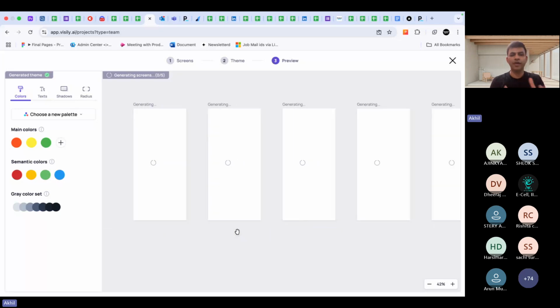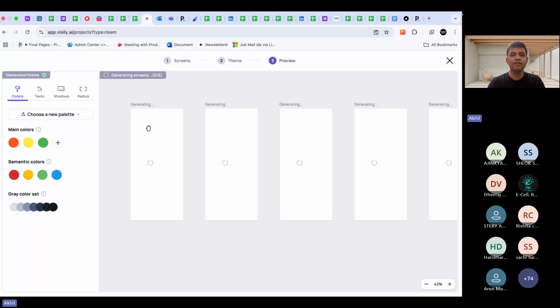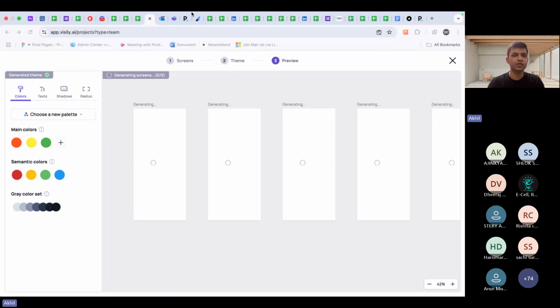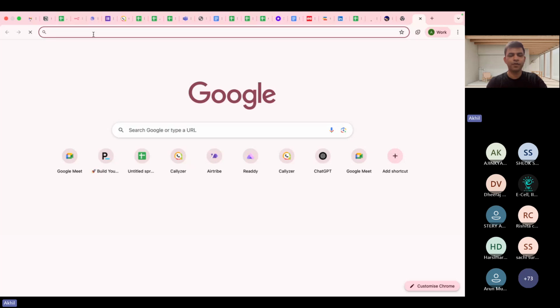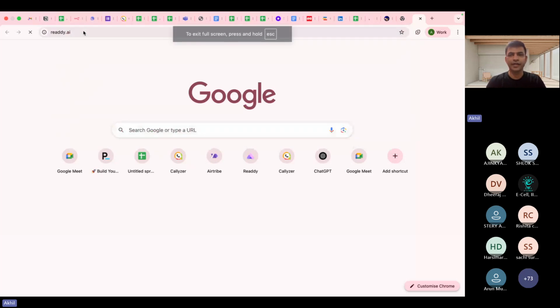See, in Figma, we had to create this screen, then create a component, and keep in mind what the design should be, right? AI would do the most part of it. There's another tool that we have looked into. I'll quickly show it to you. This is another tool that we use in the product space, known as ready.ai.